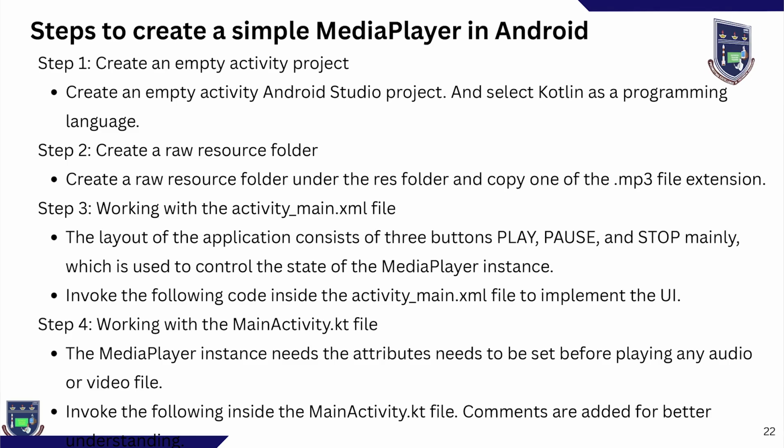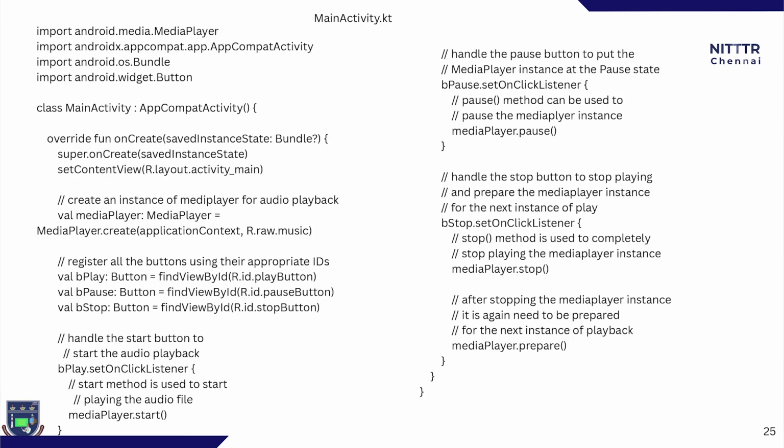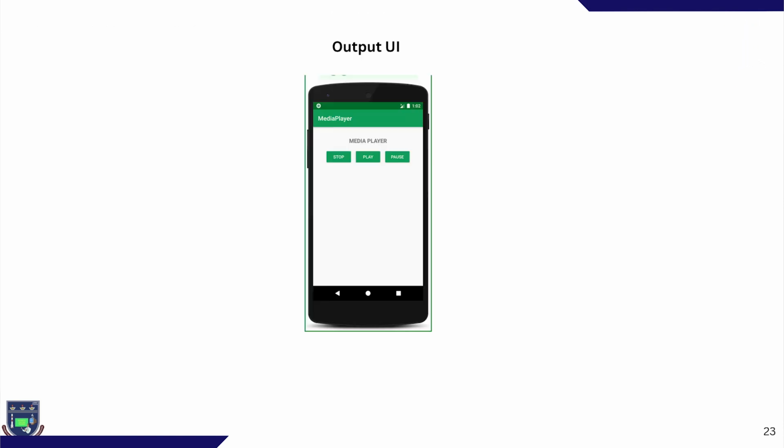Finally, let's move to step 4. We are going to work with the MainActivity.kt file. Here we'll create the media player instance and connect it to our buttons. We'll initialize the media player using MediaPlayer.create, with R.raw.file name. When the user taps the play button, we start playback with mediaPlayer.start. To pause, we use the mediaPlayer.pause function, and to stop, we use the mediaPlayer.stop function. So let's run the application.